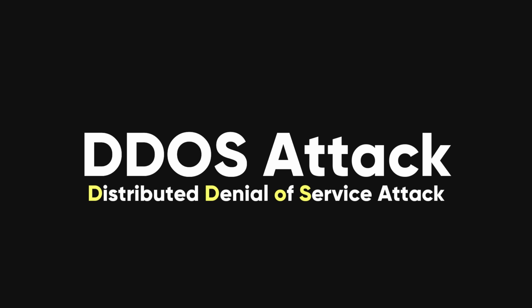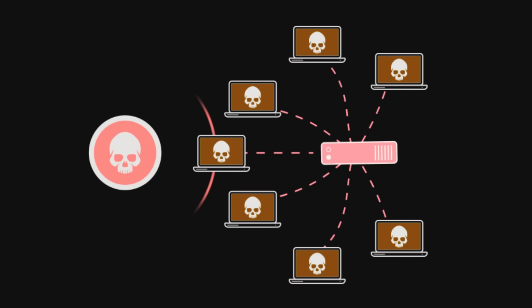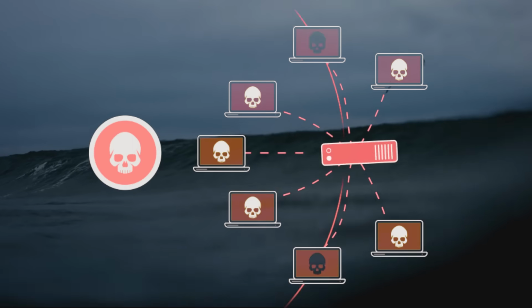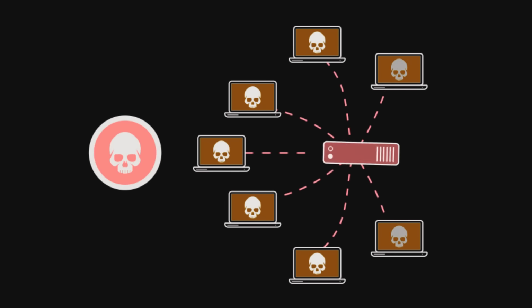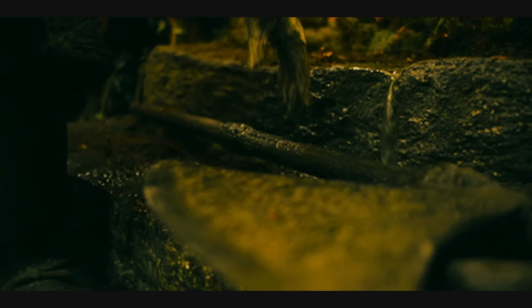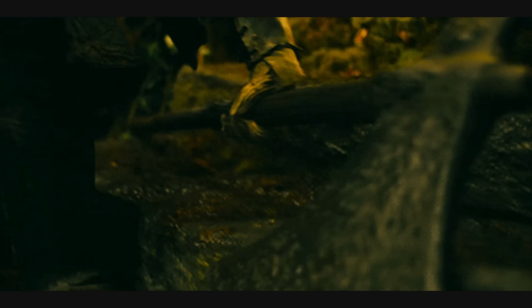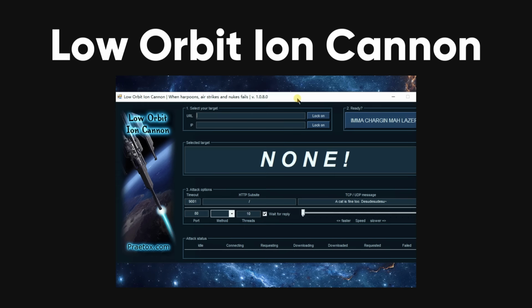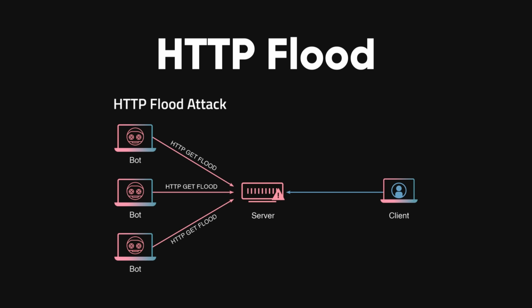DDoS attack, or distributed denial of service attack. It's a digital storm that crashes down on your server, overwhelming it with a tsunami of packets and requests until it buckles under the pressure. Now, these hackers, they've got an arsenal of tools at their disposal, like the low-orbit ion cannon, ping of death, SYN flood, and HTTP flood. Let's break down a few of these attacks.